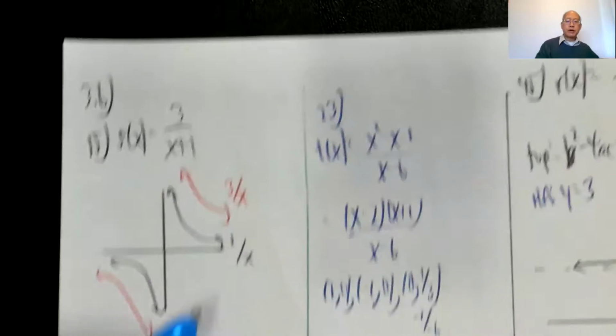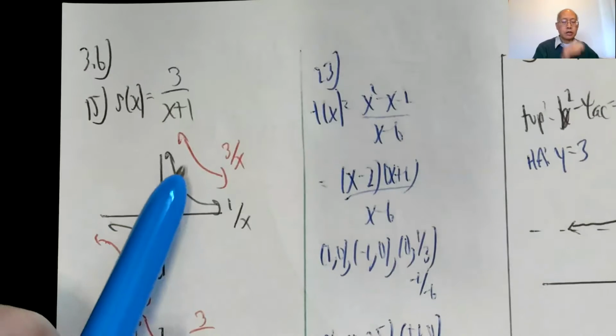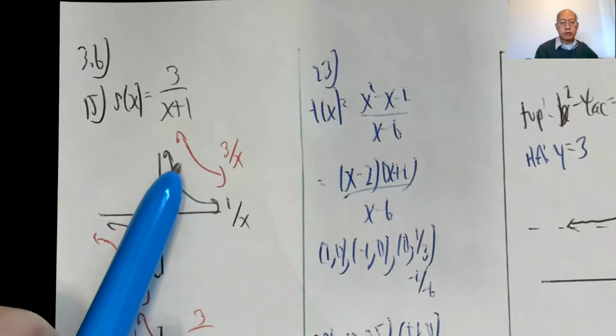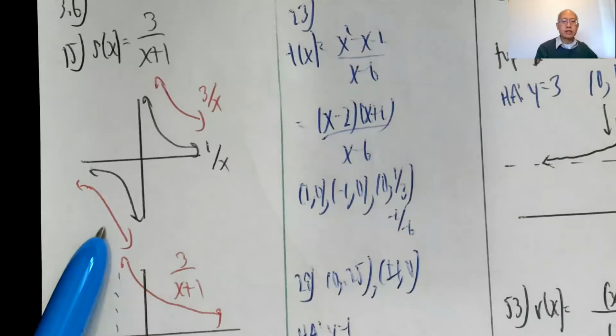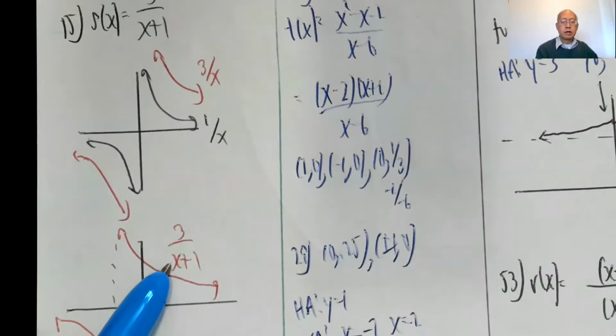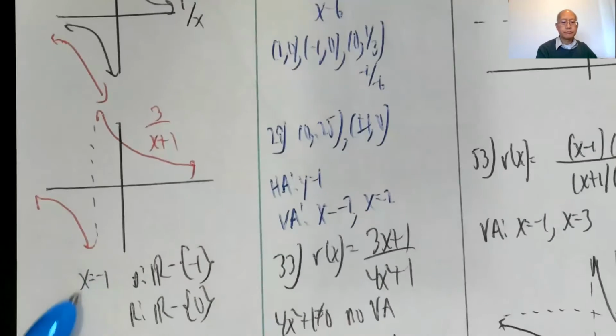So we start with our basic function 1 over x. You should be familiar with 1 over x looking like this. 3 over x, you multiply by 3, you stretch the graph by a factor of 3. So 3 over x, and then 3 over x plus 1 moves the whole graph 1 unit to the left. So it ends up looking like so.